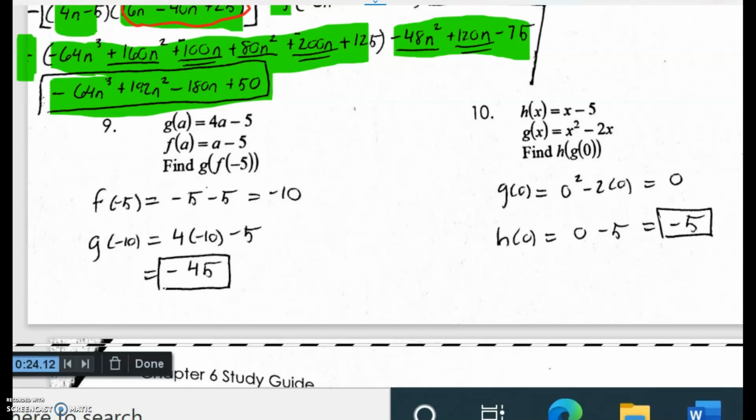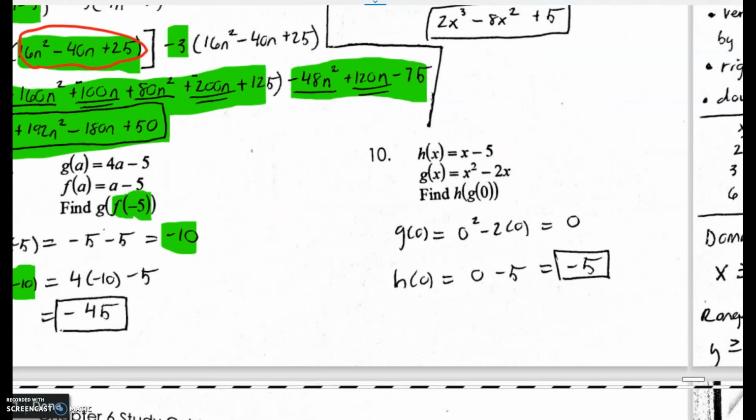Okay, so for number 9, I'm taking -5 and plugging it into the f function, and that's how I got this -10. And then I take the -10, and that's the input of the g function. So I plugged it in for the variables for the g function, and I got my -45. Number 10 is very similar, but you're starting off with a 0. Okay, and you end up getting -5 as your output.